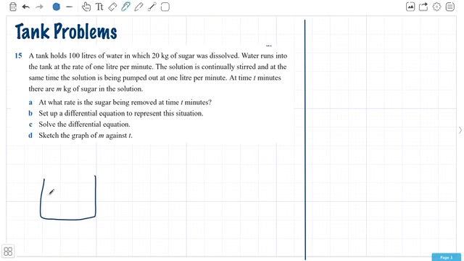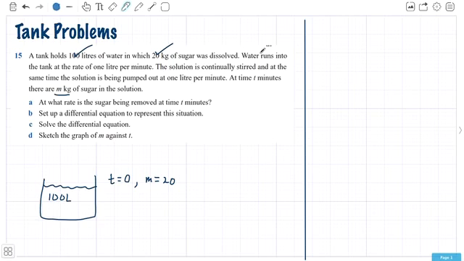First thing I'm going to do is draw myself a picture, and I've got 100 litres of water in there. It says here that initially we have 20 kilos of sugar dissolved in that 100 litres. So that means that when t equals 0, the mass m, in kilos of sugar, is 20. As soon as I've used something, I'm going to tick it so I don't need to worry about it again.